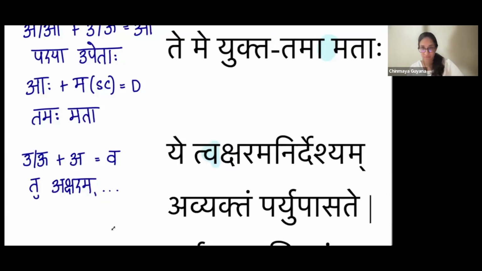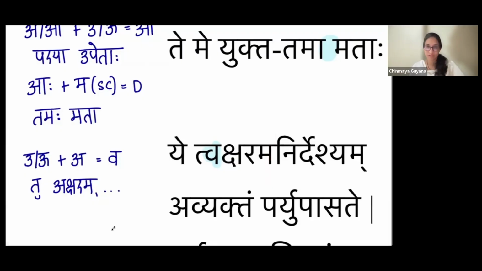Tvaksharamanirdesyam. Long word. If you see these long words, you just stop somewhere in between. You don't need to write the whole remaining thing. Okay? When you're doing sandhi, va. When do you get va? Va is not an answer in the Visarga table. So when do you get va? You get va when you have u or u meeting a vowel.